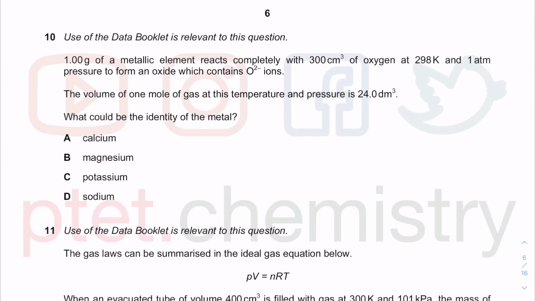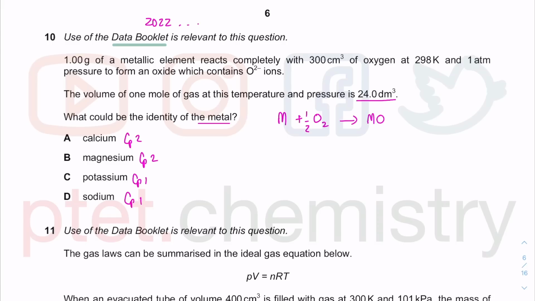Question 10. Again, it says here the use of the data booklet is relevant. The current 2022 syllabus says that the data booklet will be given in the actual question paper itself, including the periodic table. You want to find the identity of the metal, and we have group 2, and we have group 1. So I could assume that they are group 2 first of all. So M2+ and O2-, so MO, and this will be the oxide.